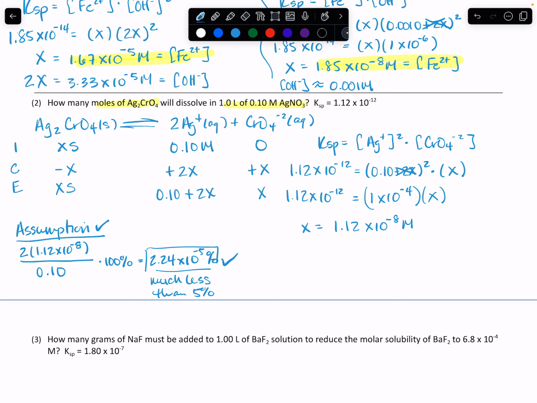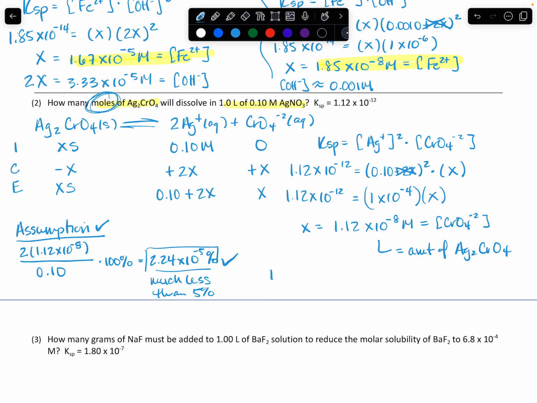It wanted to know how many moles of this Ag2CrO4 are going to dissolve. So this x, this 1.12, is going to be equal to the concentration of CrO4 2 minus. But this is also equal to the concentration, or the amount, of Ag2CrO4 that dissolved. But we want that answer in moles.